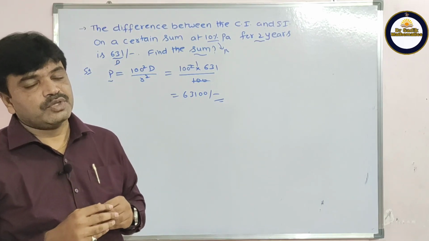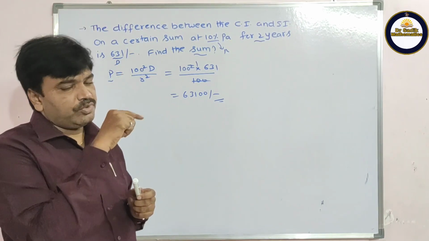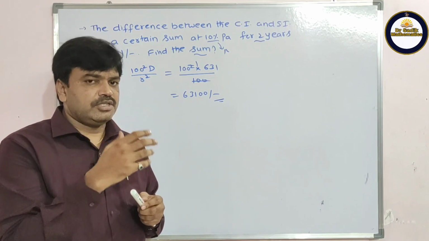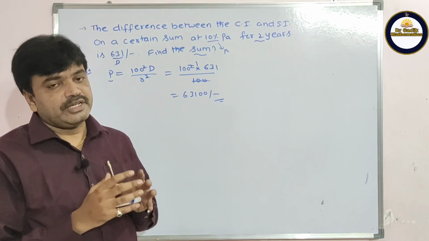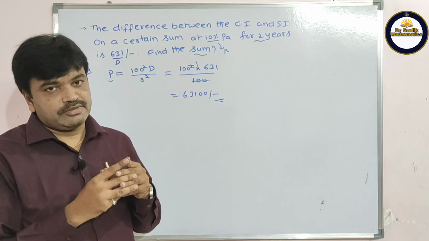If you apply the formula, you write compound interest minus simple interest is equal to D. If I apply the long method, it takes at least 10 to 15 minutes, friends.